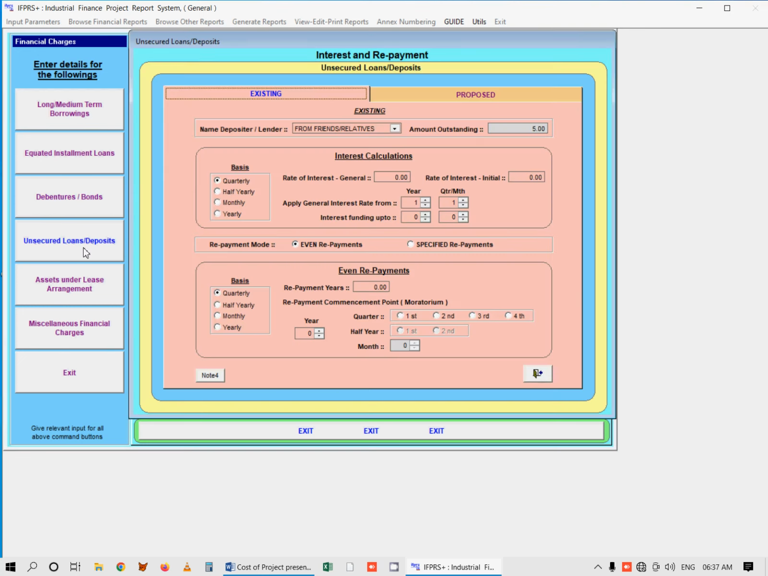Here you could state differing terms for each of the unsecured loans defined, say separately from promoters, friends, relatives, ICD from company 1, company 2, etc.